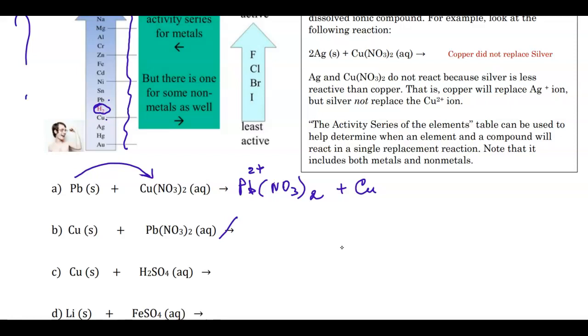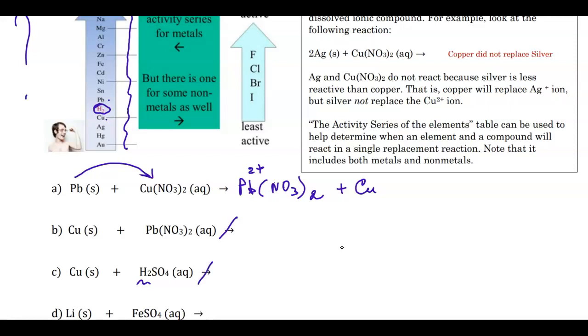Copper and H2SO4. So, acids in a solution can react with metals, right? But with metals which are higher than hydrogen in this line, right? So we can find hydrogen here, and hydrogen is upper than copper. That means that there is no reaction here.